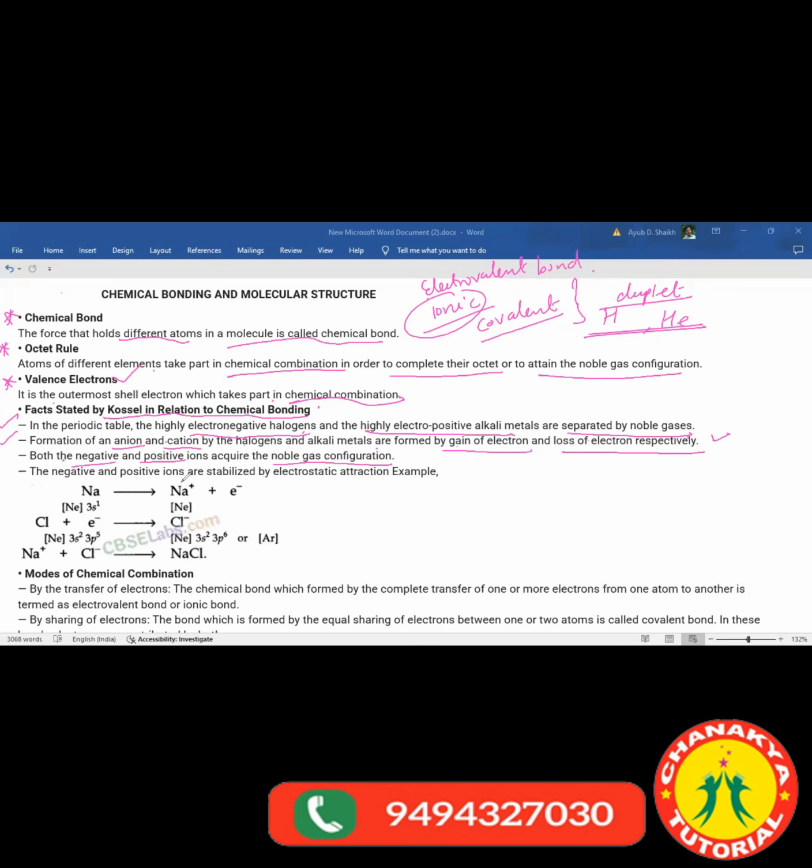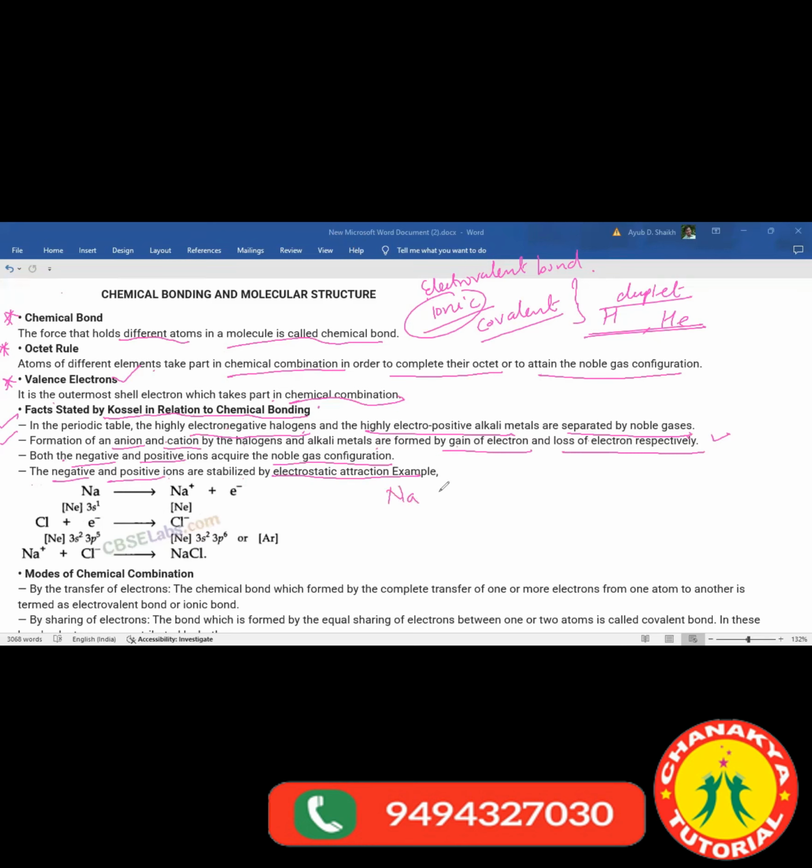The negative and the positive ions are stabilized by electrostatic attraction. How are negative and positive charges stabilized? By the electrostatic force of attraction. For example, they have given here one example of sodium and chlorine.